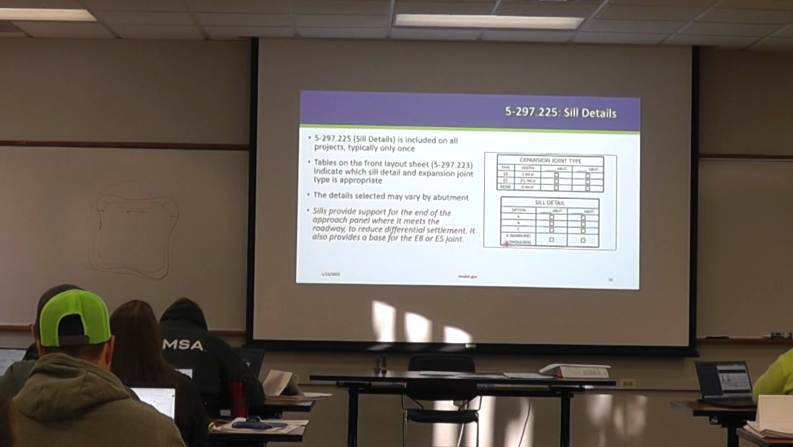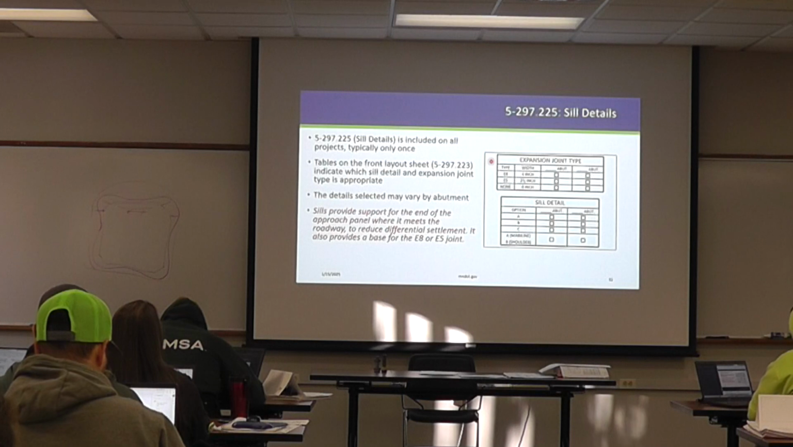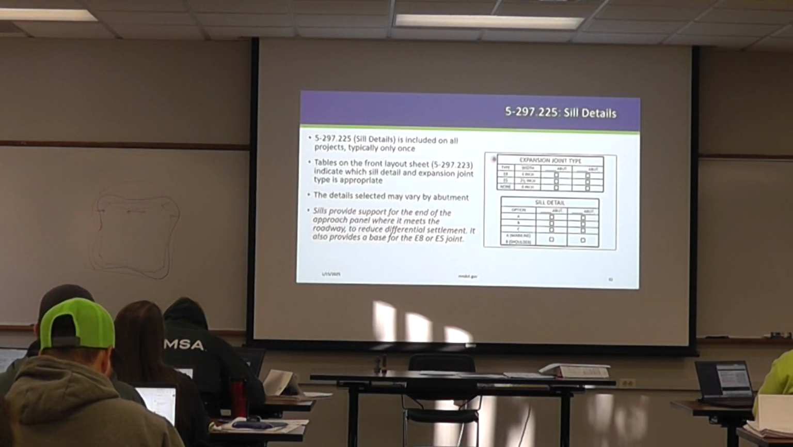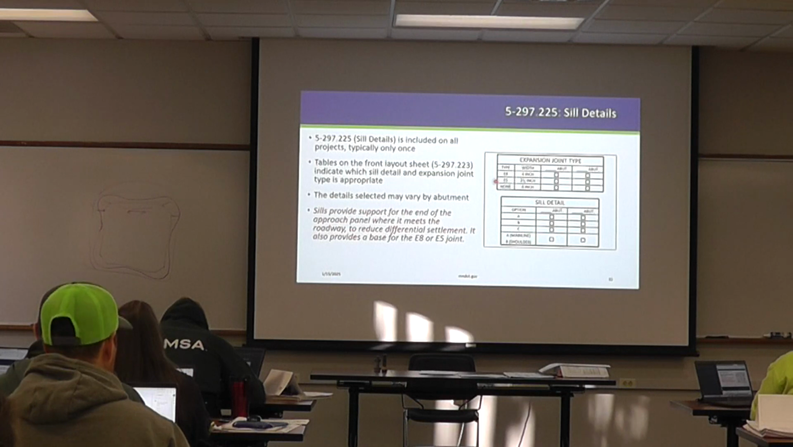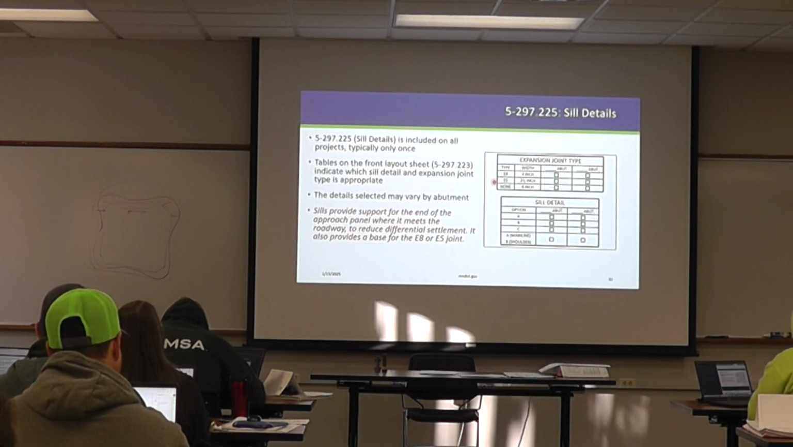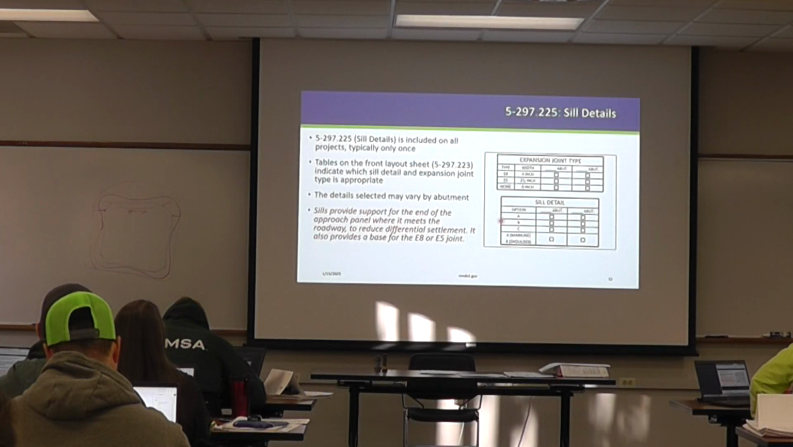Okay. So again, if you go to 223, that's the very first sheet. It's going to have these tables, and now I'm showing how those impact this 225 detail. So we have the expansion joint type. It can be E8, E5, or none. Same thing, they'll indicate the sill detail applicable for each end of the bridge on the project.